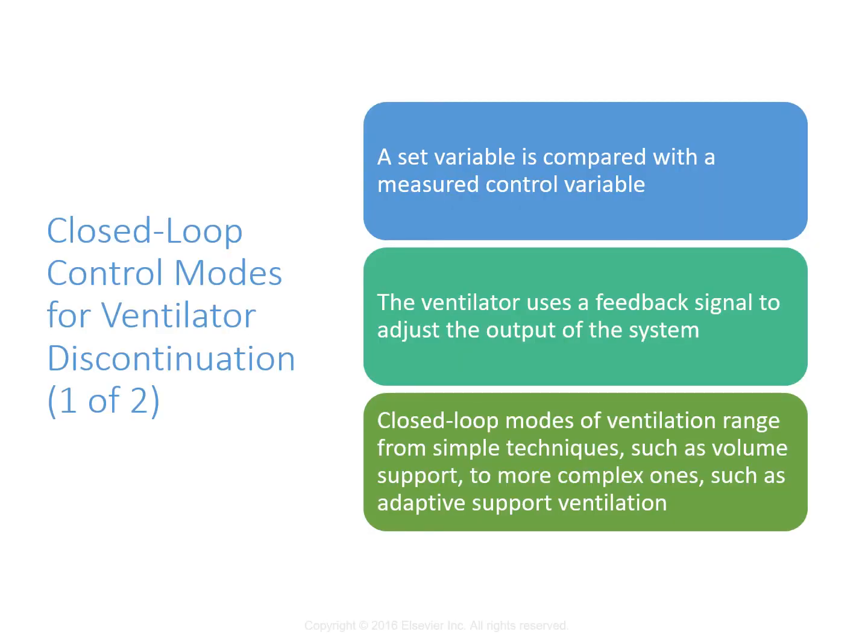All right, so we've talked about the three major methods. What about closed loop control? So with closed loop control vent modes, we're going to have a set variable that's compared to a controlled variable. So the ventilator will use feedback to adjust the output of the system. Things like volume support, to very complex ones such as ASV, or adaptive support ventilation, are very advanced closed loop techniques that have been used for weaning.